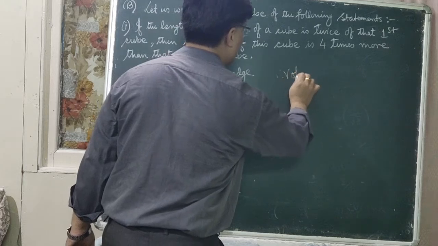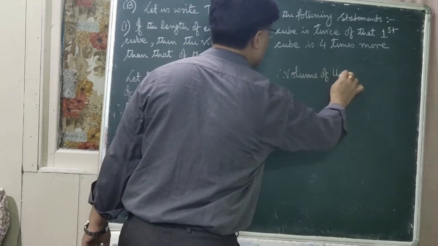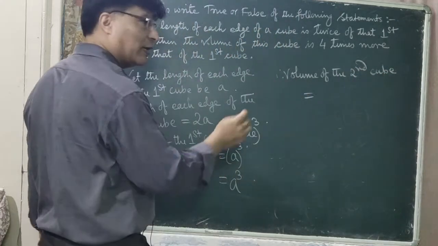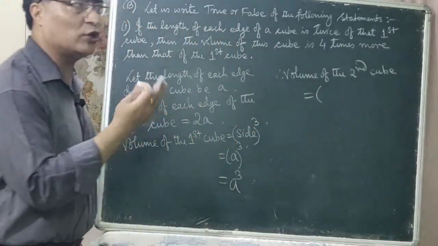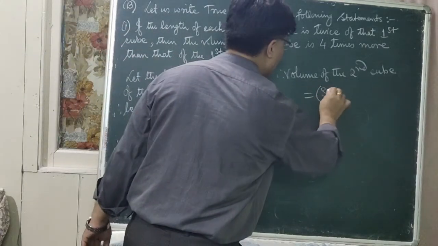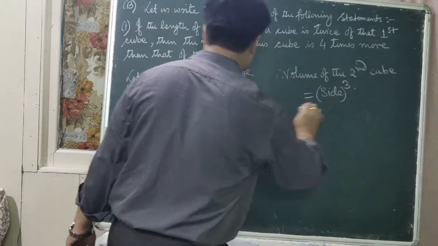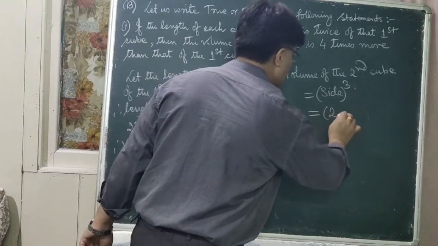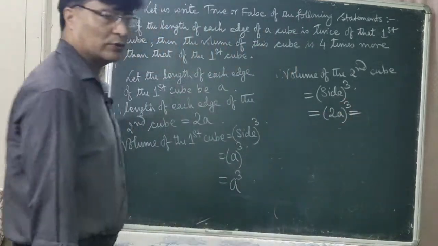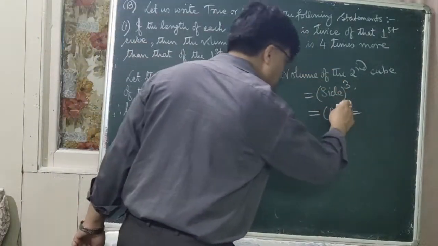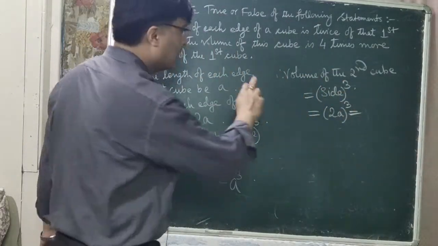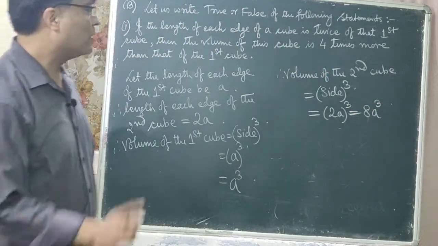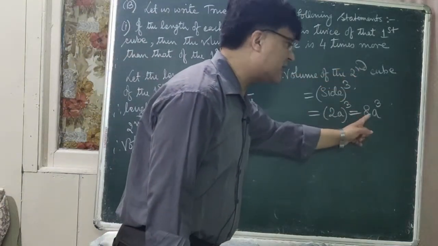So therefore, volume of the second cube is equal to, what is the formula? This is also length of each edge whole cube, or you may write side whole cube. Which is equal to, what is the length of each edge of the second cube? It is 2a. So which is equal to 2a whole cube. Which is equal to, what is 2a whole cube? This cube is for both 2 as well as a. What is 2 cube? It is 8, and this is your a cube. Okay. Now volume of the second cube is 8a cube.